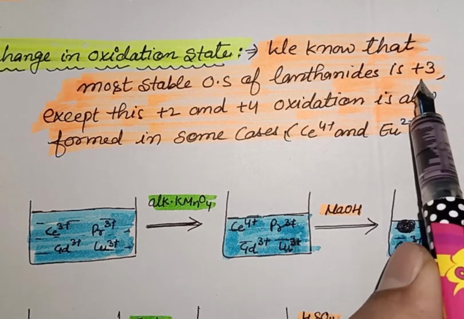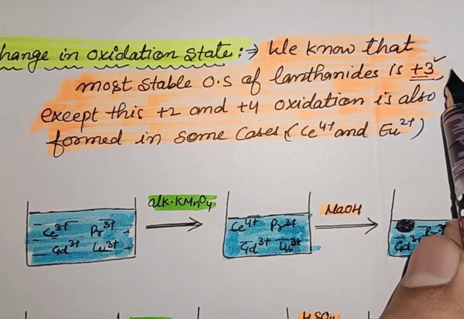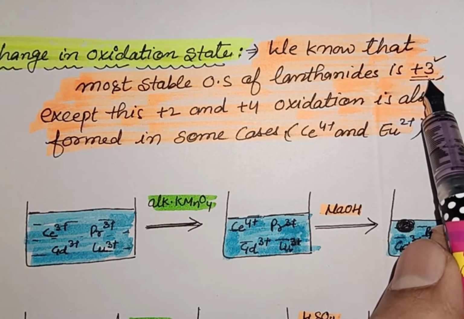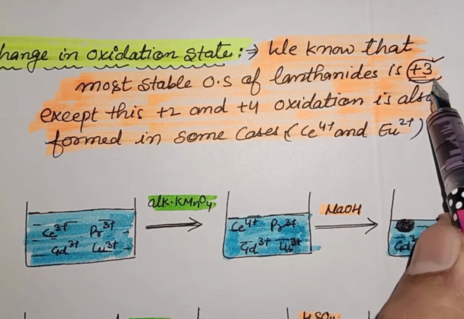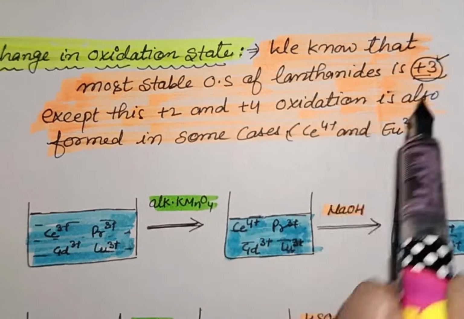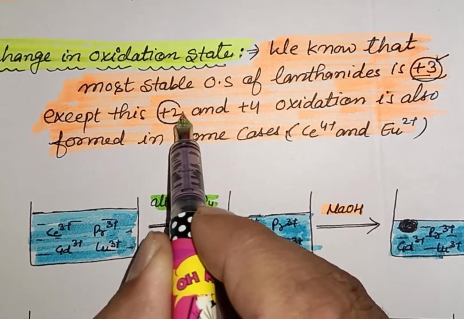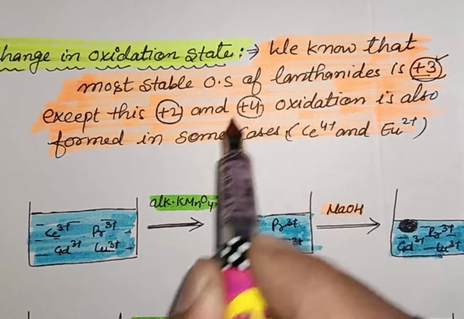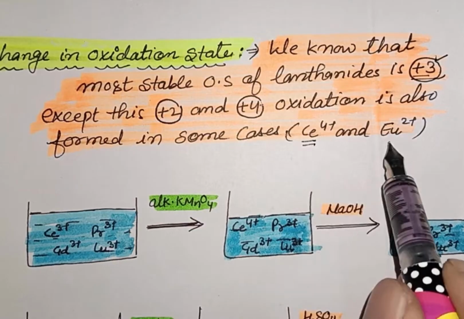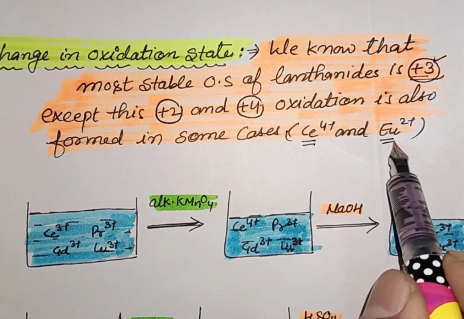The first method is the change in oxidation state. We know very well that the plus 3 oxidation state of all the lanthanoids is most common and most stable. It means all the lanthanoids exist in the plus 3 oxidation state. Out of this, some lanthanoids also form the plus 2 and the plus 4 oxidation state, like cerium forms the plus 4 oxidation state, and europium also forms the plus 2 oxidation state.